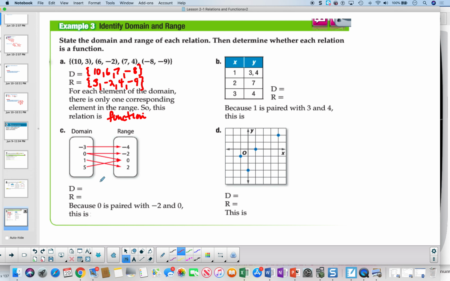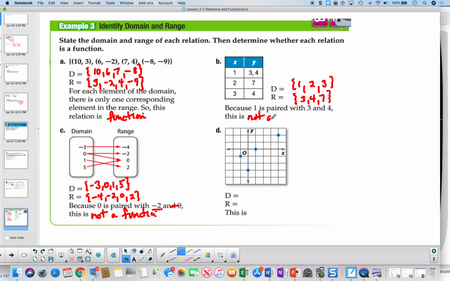Now let's take a look at this. The domain will be -3, 0, 1, and 5. And the range will be -4, -2, 0, and 2. Now, because 0 is paired with two values, this is not a function. Let's go to this one. The domain is 1, 2, and 3. The range is 3, 4, and 7. We don't have to mention the 4 again. Now, because 1 is paired with 2, this is not a function.